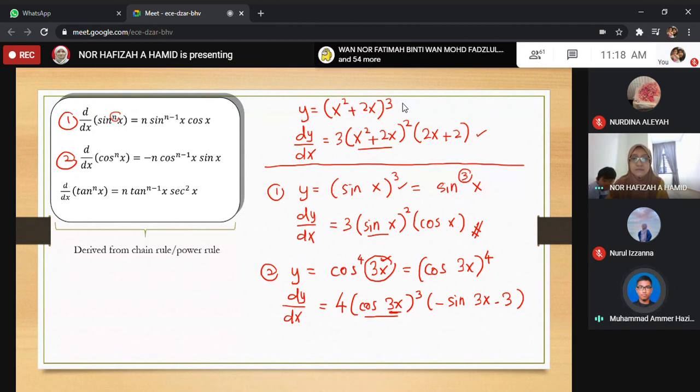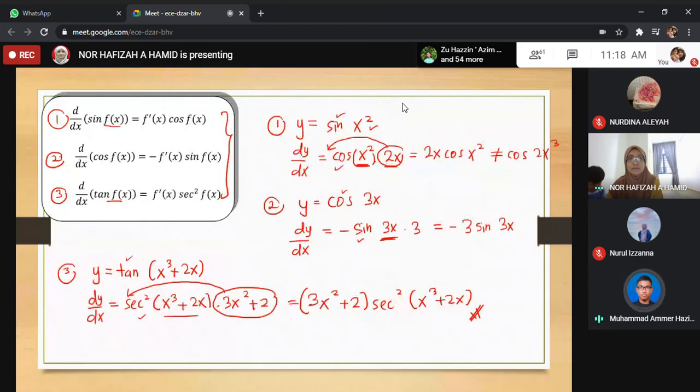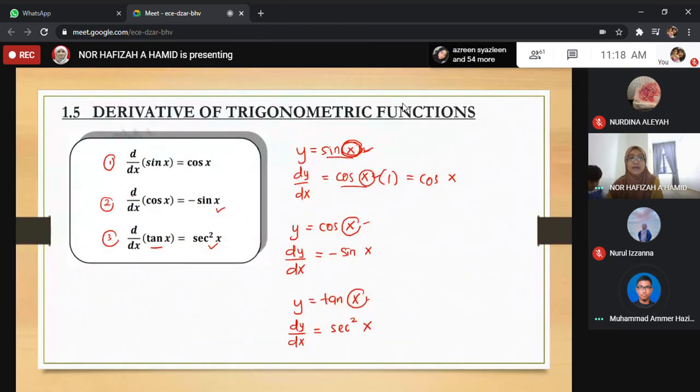Lagi satu madam, saya nak tanya tapi dah terlepas. Slide mana yang mula-mula tadi. Yang ni ke? Kenapa kalau kita dy dx sin x dapat positif cos x tapi dy dx cos x dapat negatif sin x? Itu dia punya formula dia. Maknanya kalau differentiate, dia memang fix. Maknanya kalau differentiate sin, dia akan dapat cos. Differentiate cos, dia akan dapat negatif sin.